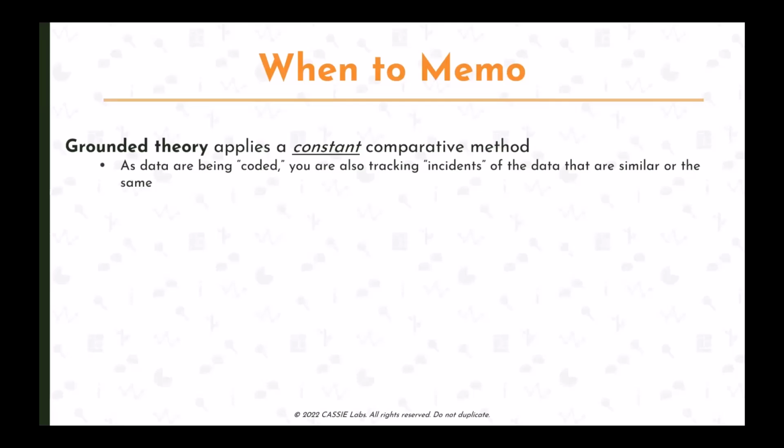And again, memoing, when do you do this? In some ways, you're doing it all the time. It is, again, part of a constant, I underline that on purpose, a constant comparative method. As the data is being coded, you are tracking what we call these incidences of the data. How, and again, this sounds quantitative, but it doesn't need to be interpreted quantitatively, how frequently, how common is this incident across the data set, right?